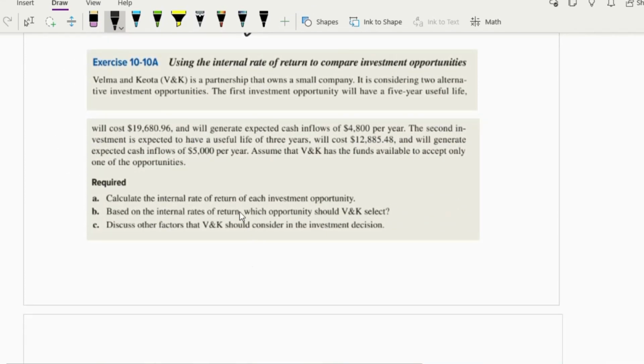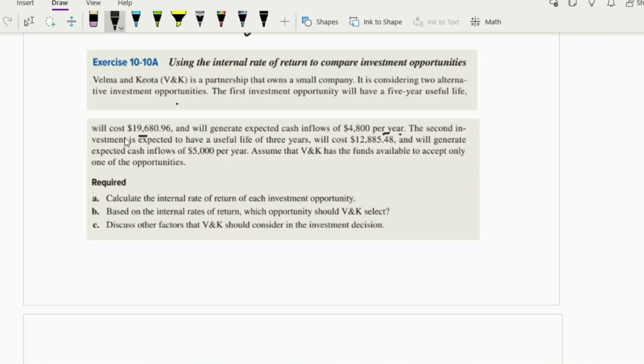Moving on towards the next one. Velma and Koita is a partnership that owns a small company. It is considering two alternative investment opportunities. The first investment opportunity will have a 5 years useful life, will cost 19,680.96 and will generate expected cash flow of 4,800 per year every year.